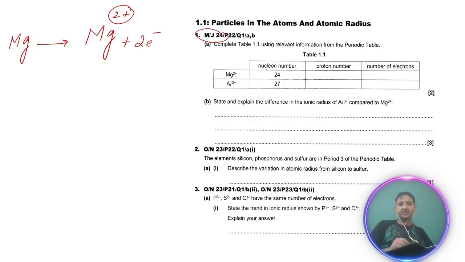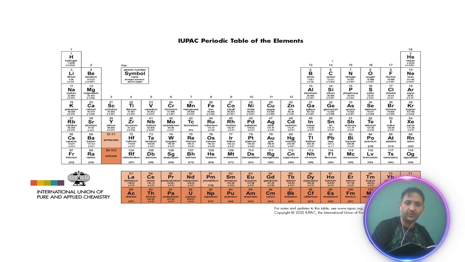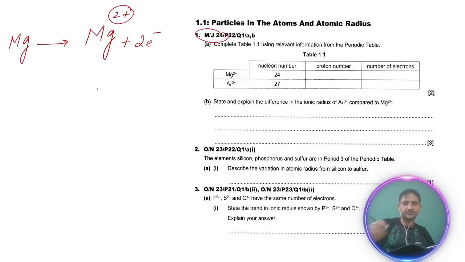Okay, so what is the nucleon number? It is 24, already given. So what is the proton number? How can you figure out the proton number? You will go to the periodic table and you will notice here we have this magnesium, and you can notice there's a 12. It means there are 12 protons. So how many protons are there? 12. So for the number of electrons, proton number is equal to electron number. Protons are equal to electrons. Is it clear?